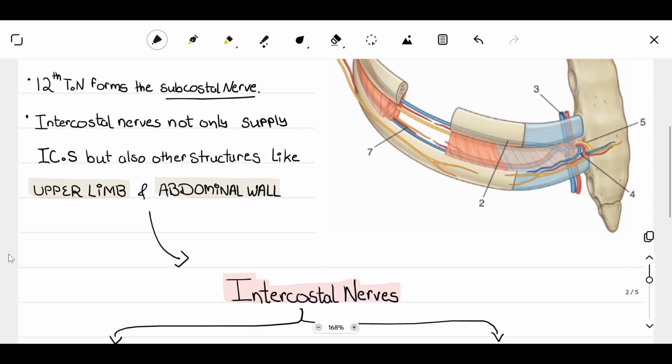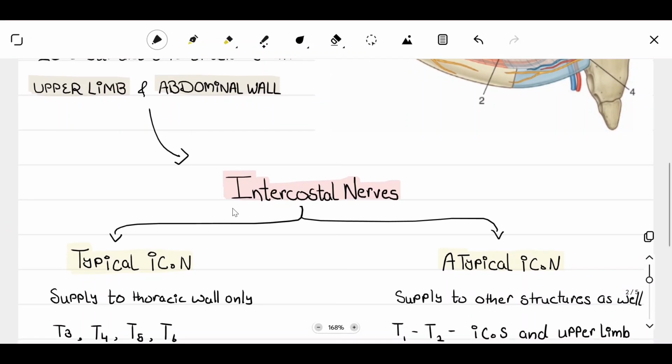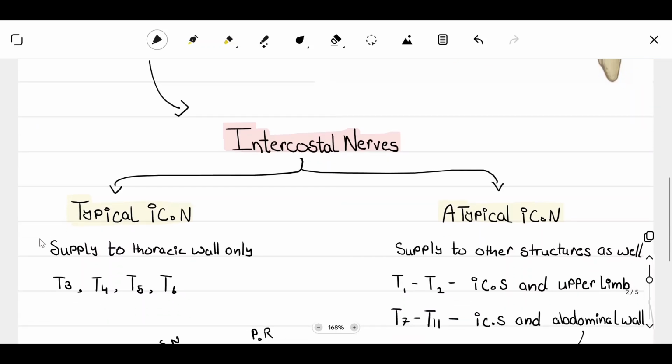This forms the basis of classification of intercostal nerves, which are classified as typical and atypical intercostal nerves. Typical intercostal nerves supply the thoracic wall only. They comprise T3, T4, T5 and T6. These are the nerves arising from the spinal cord at the level of the 3rd thoracic vertebra till the level of the 6th thoracic vertebra.